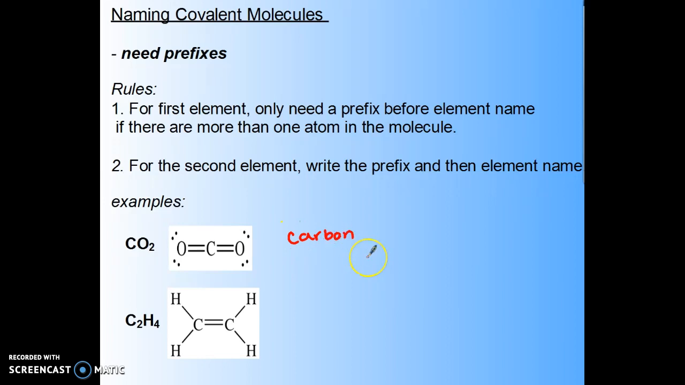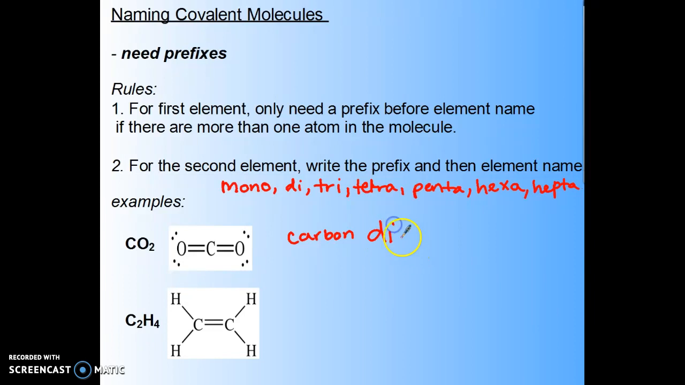In the second part, we're going to need a prefix. And our prefixes are mono, di, tri, tetra, penta, hexa, I can just keep going, hepta, okay? You'll have a list of these on the back of your periodic table. And these are in order here, so mono means 1, di means 2. Alright, so we need a prefix for how many oxygens there are, so this is going to be dioxide.